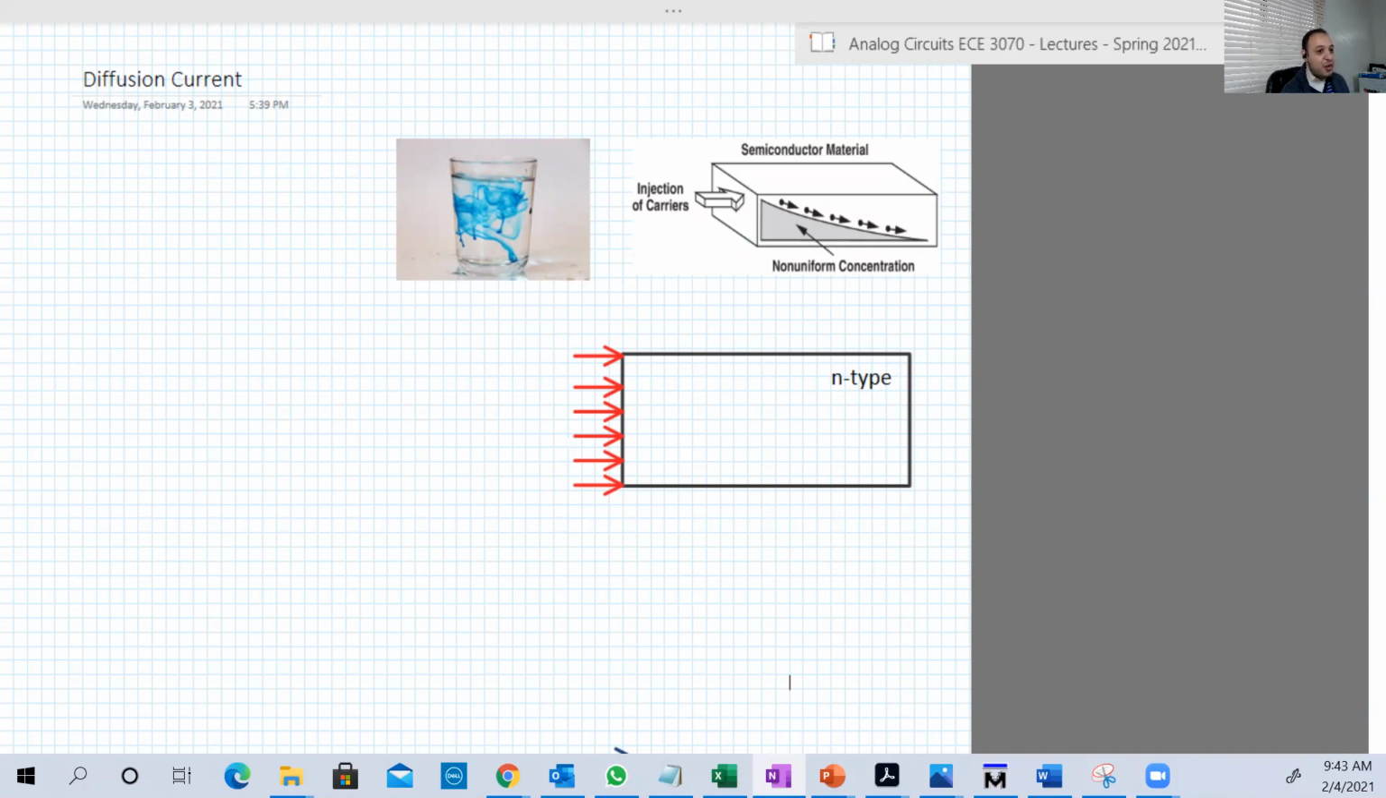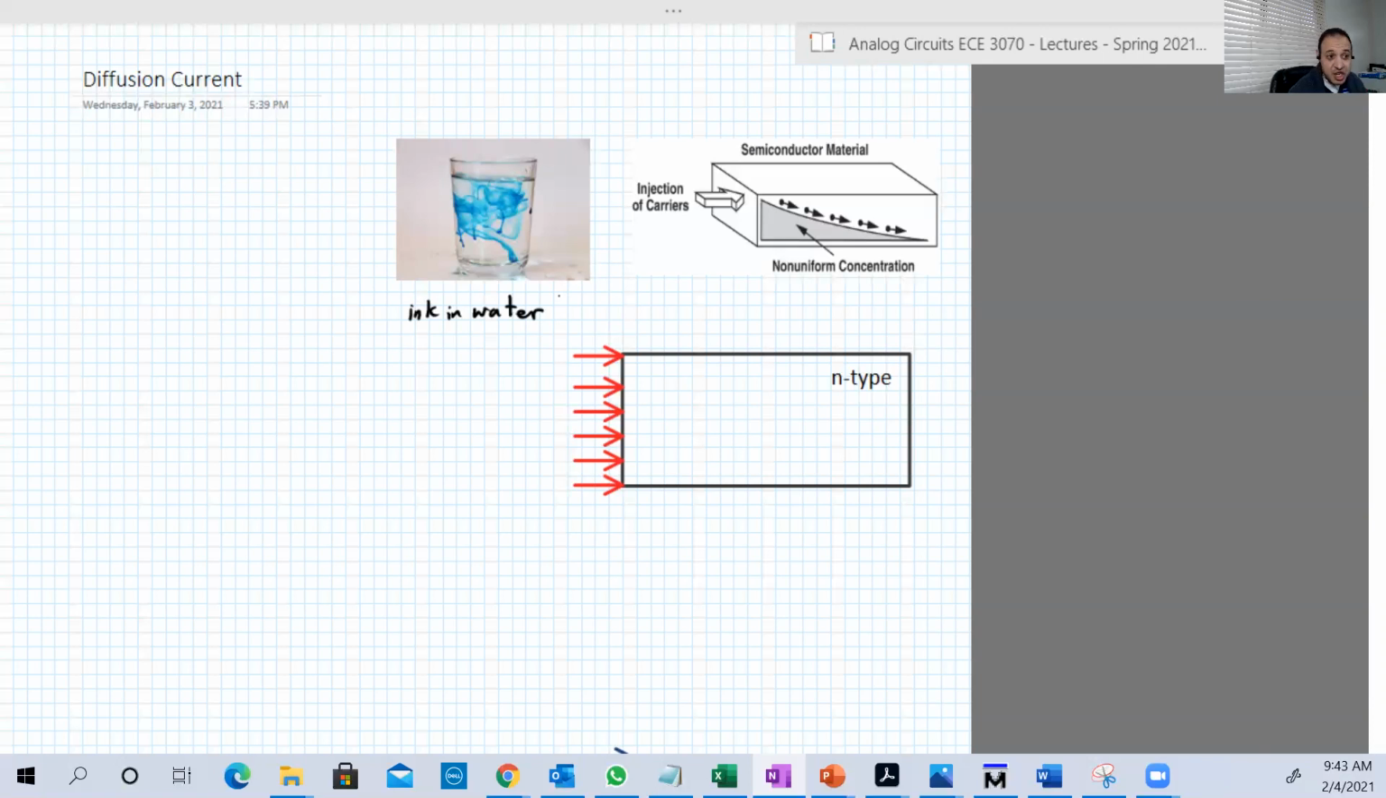Let's link it to another phenomenon that we all know: ink in water. If you drop one drop of ink into a cup of water like this, it will diffuse all over the cup. Basically, we have a similar phenomenon in our semiconductor.